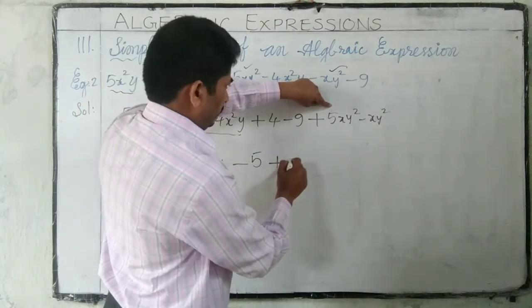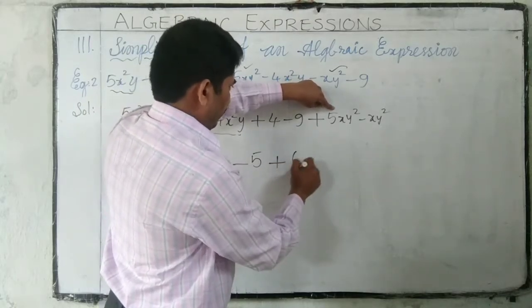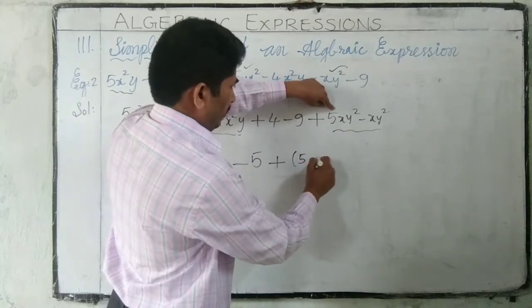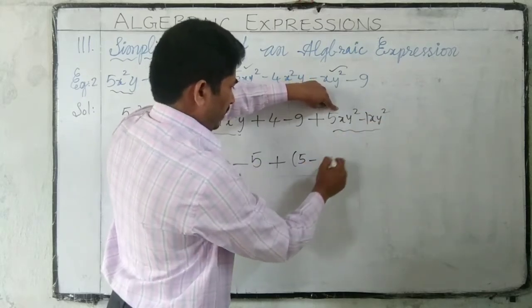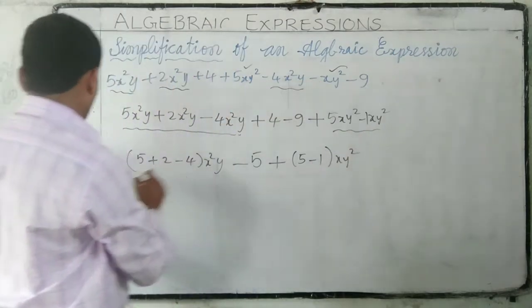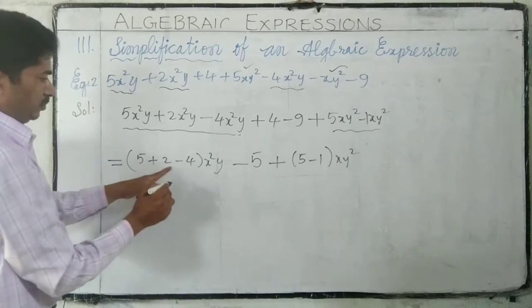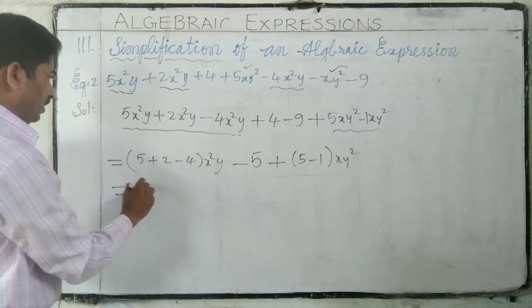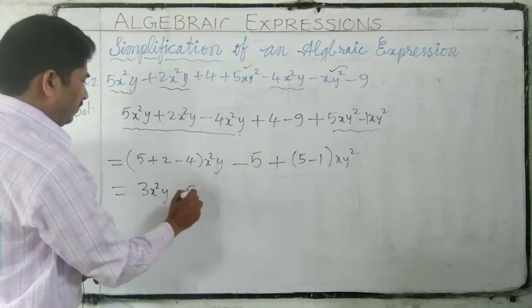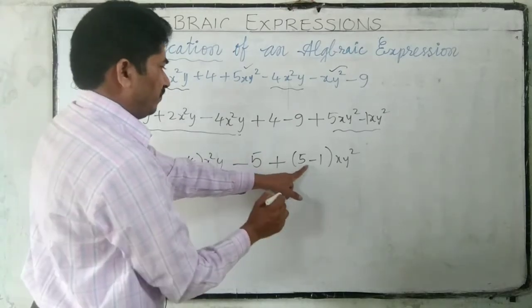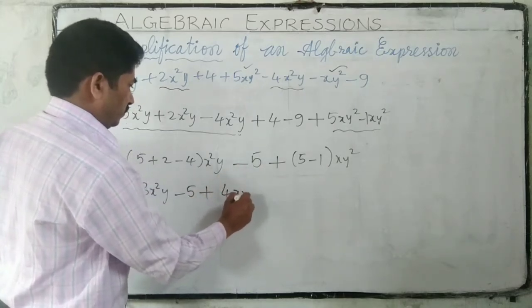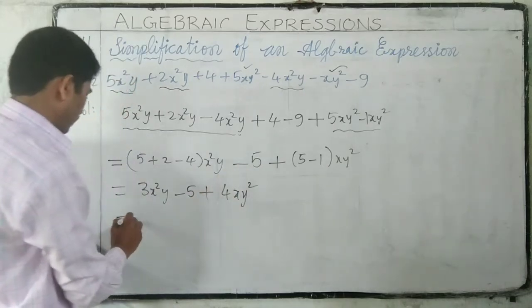In this, these are like terms. Here we should write xy square. 5 plus 2 is 7, 7 minus 4 is 3 x square y, minus 5. 5 minus 1 is 4, 4xy square.